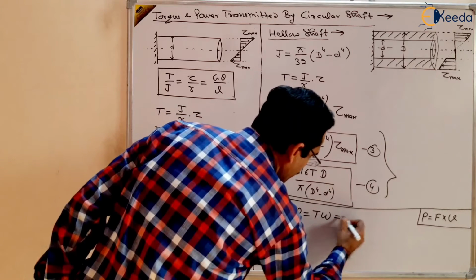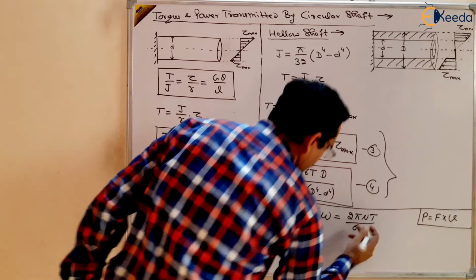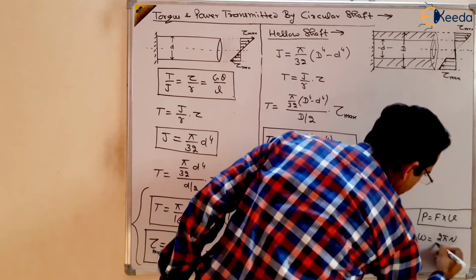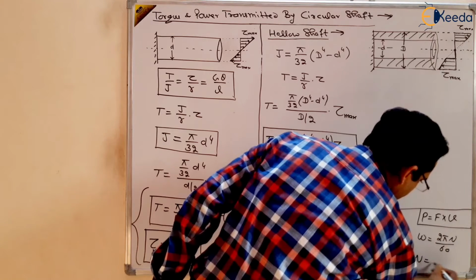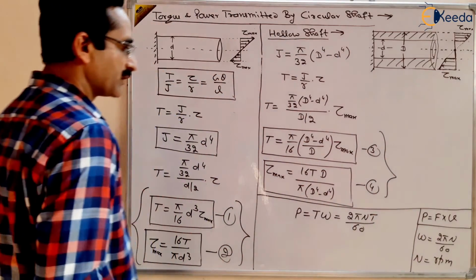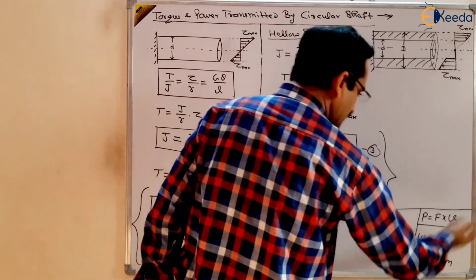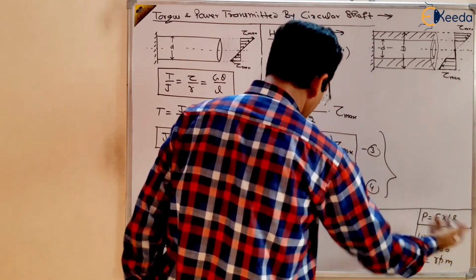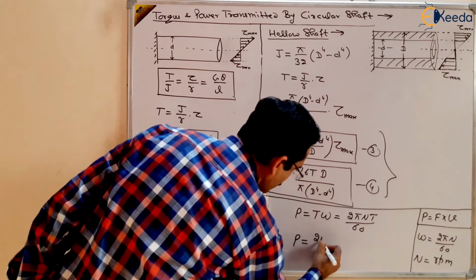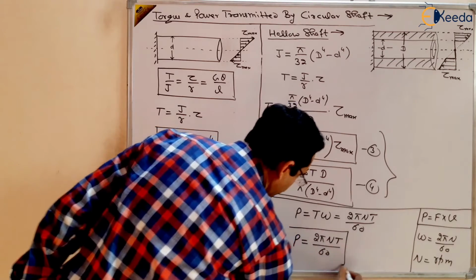So this will be equal to 2 pi n T upon 60, because angular velocity is given by 2 pi n upon 60 if n is given in RPM, revolutions per minute. If n is given in revolutions per minute, then omega is given by 2 pi n upon 60. You know this from basic circular motion, you have read a lot about this. So power will be given by 2 pi n T upon 60, this much kilowatt.